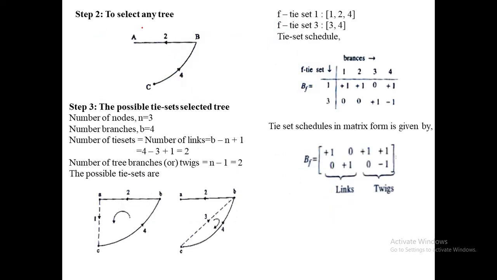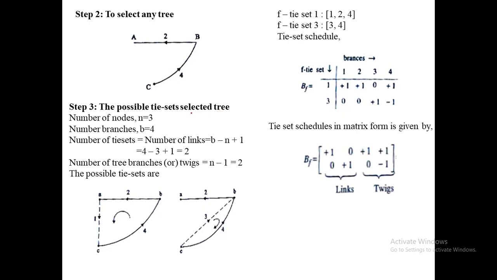Step 2 is to select any tree. We know that tree means all the nodes are present but there is no closed path. Here I have chosen this A, B, C nodes and then branches 2 and 4 as tree. Next step, the possible tie set for the selected tree.